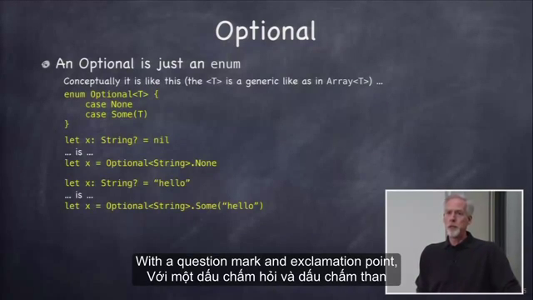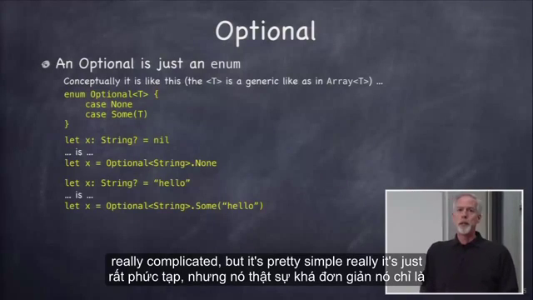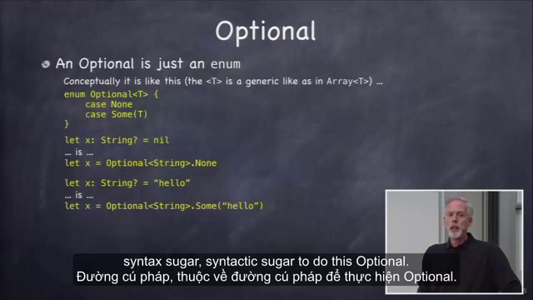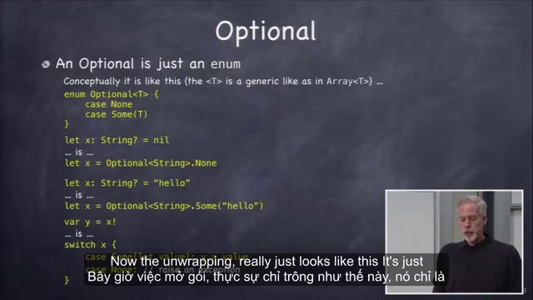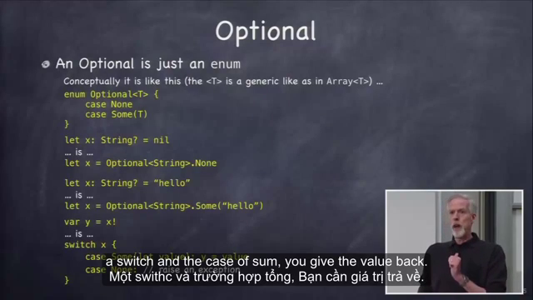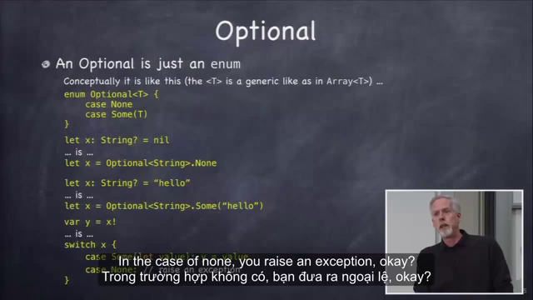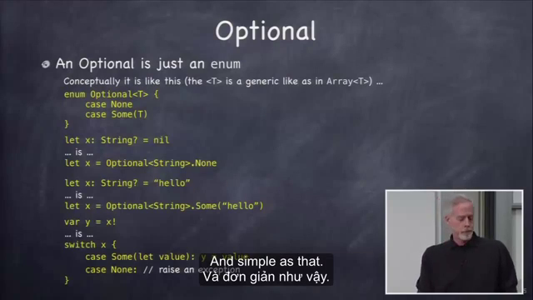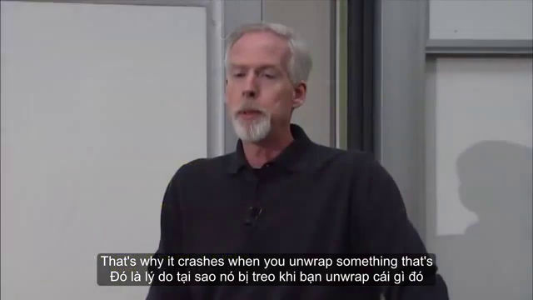The question mark and the exclamation point, I know that makes it seem like, whoa, it's really complicated, but it's pretty simple, really. It's just syntactic sugar to do this optional. Now, the unwrapping really just looks like this. It's just a switch. And in the case of some, you give the value back. And in the case of none, you raise an exception. Okay? And simple as that. That's why it crashes when you unwrap something that's nil.